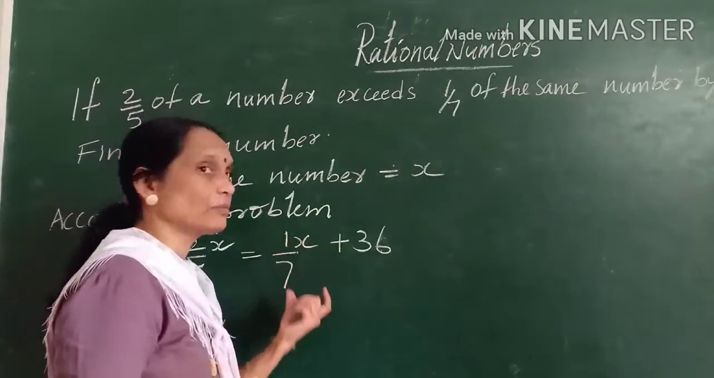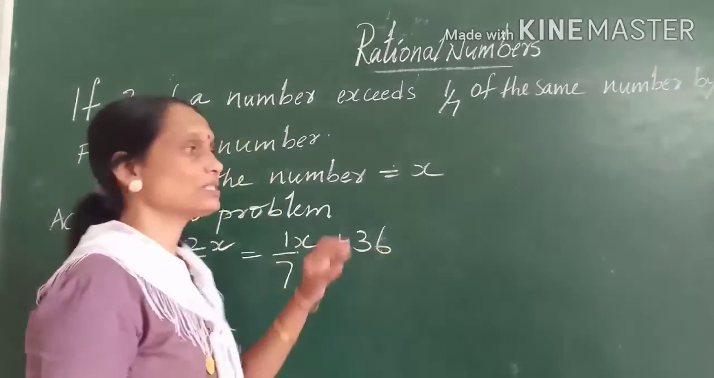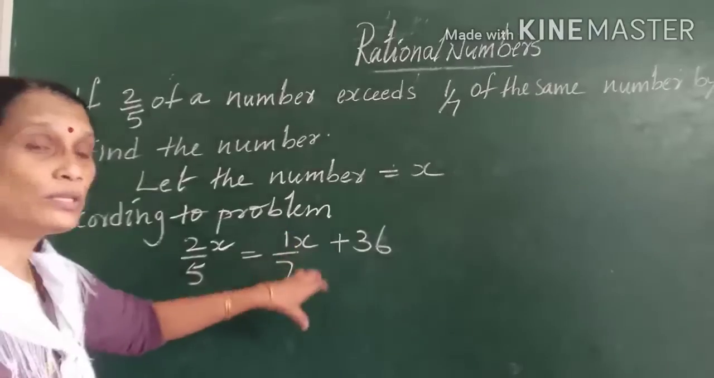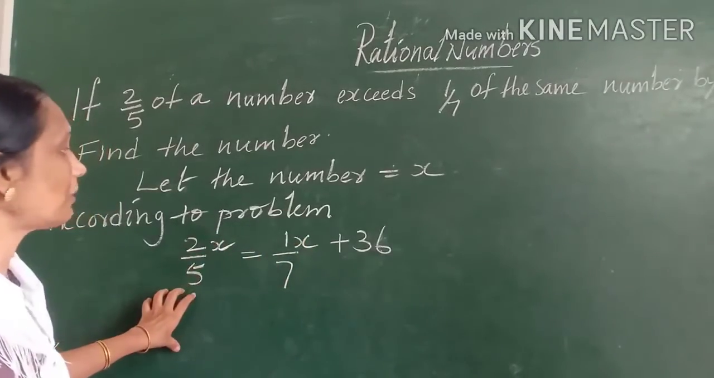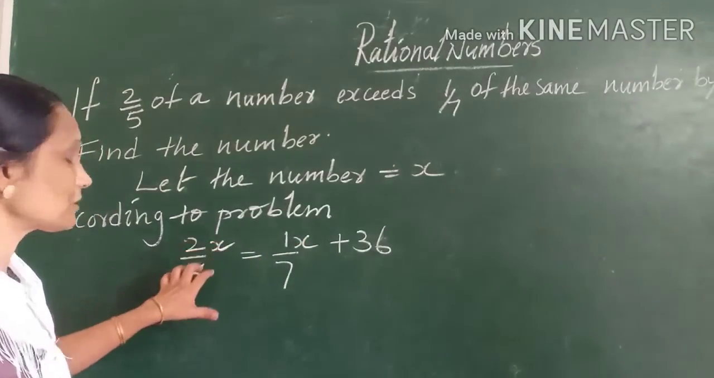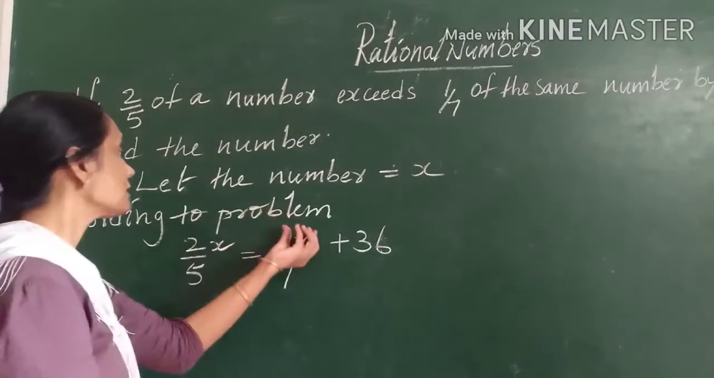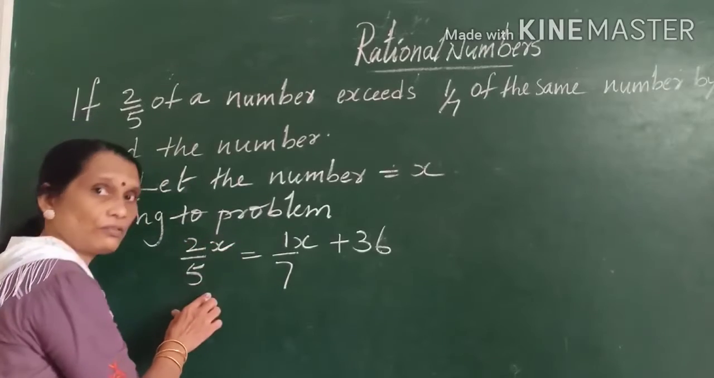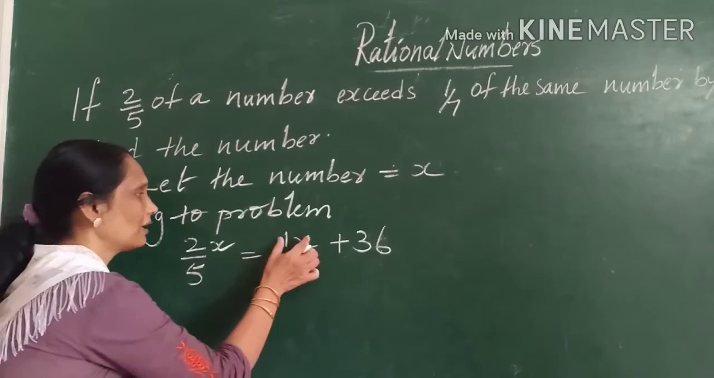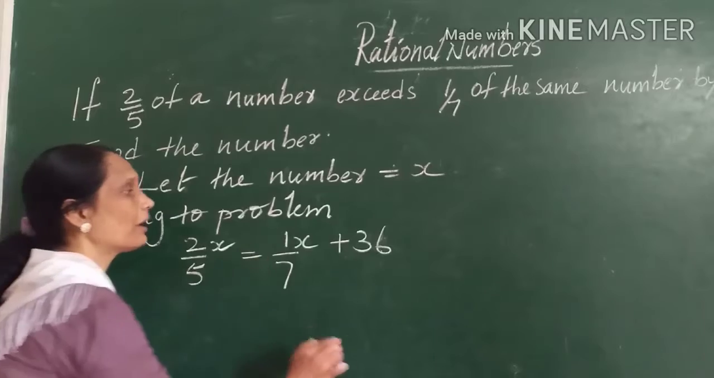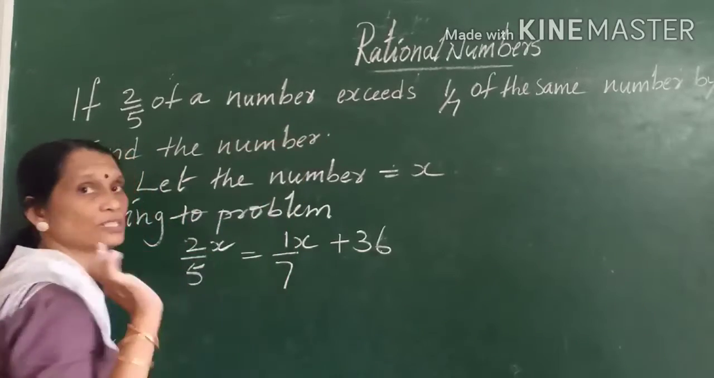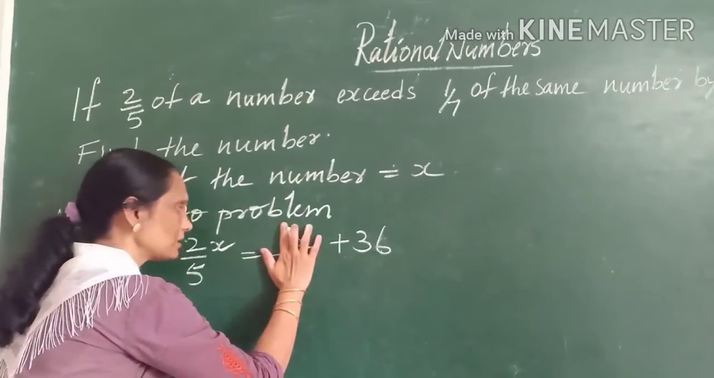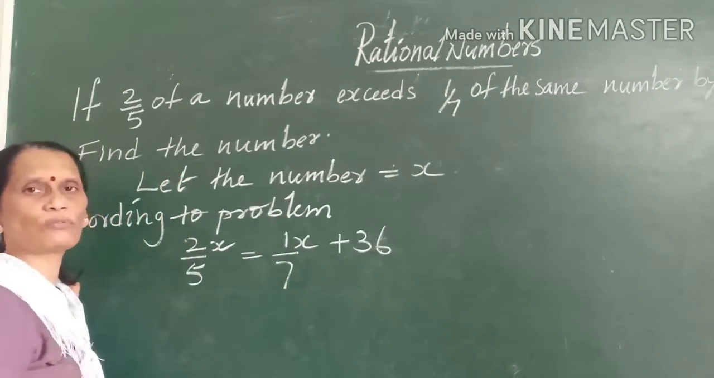than x by 7 by 36. Means how much is 2x by 5 more than x by 7? 36. Okay, 2x by 5 is more than x by 7 by 36. That is the meaning of this. Now it is very easy for you to solve. We have to bring this x to this side, then solve it.